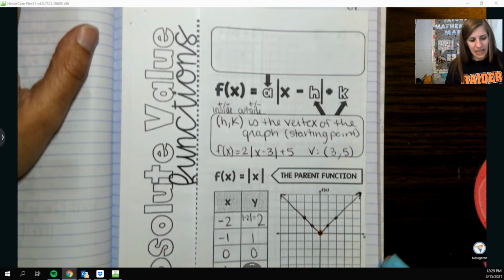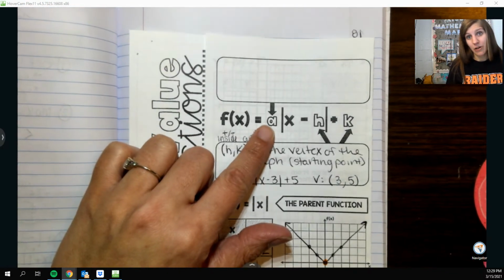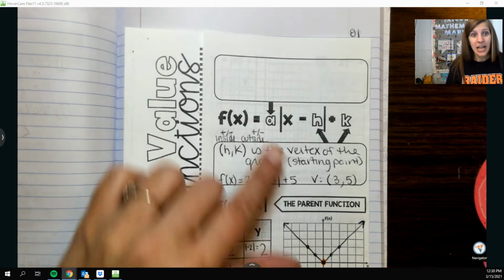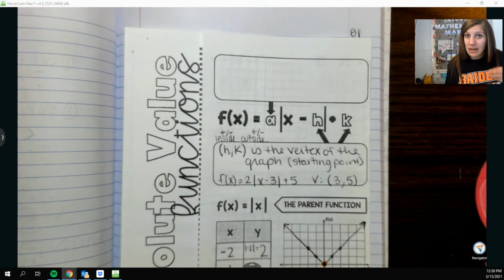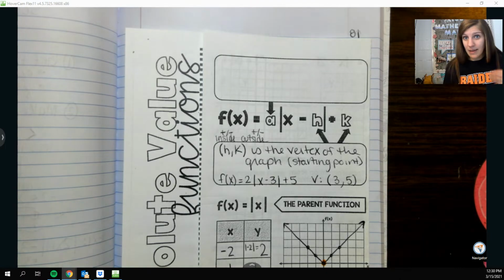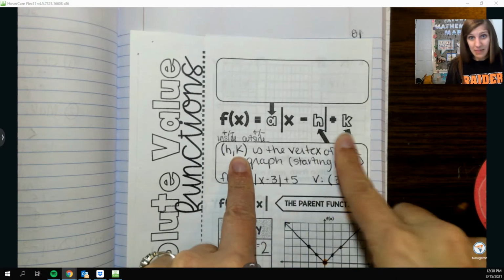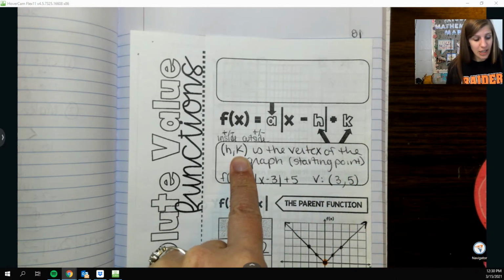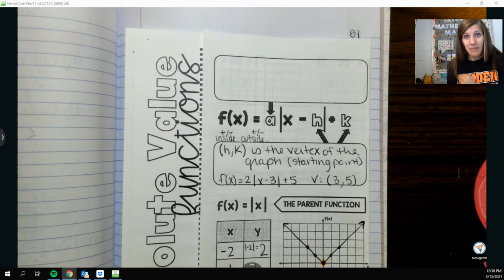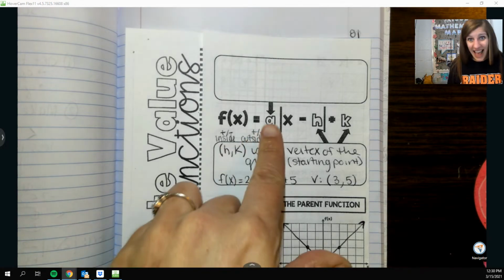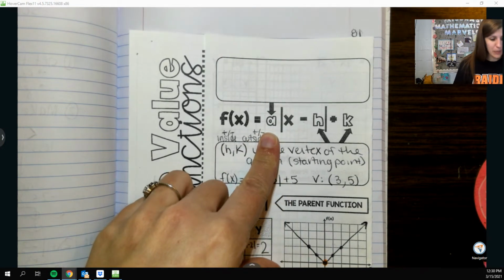Now the other number that we need to talk about is the number that is smashed on the front, the number that's being multiplied. So if we're thinking about y equals mx plus b to try to make it make sense, like something I already know, b was my y-intercept, my starting point. The vertex, h comma k, is my starting point, that's where I go first. M was then my slope, and A is kind of like your slope.